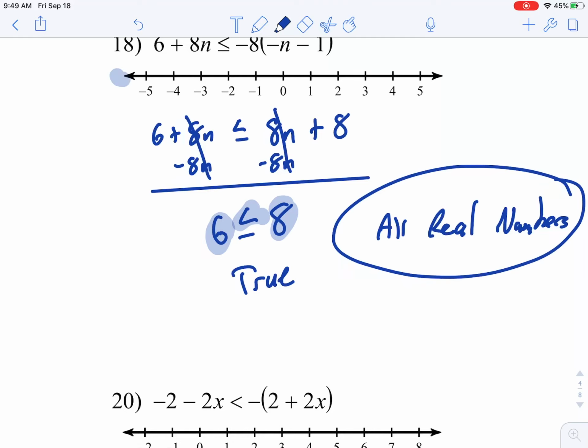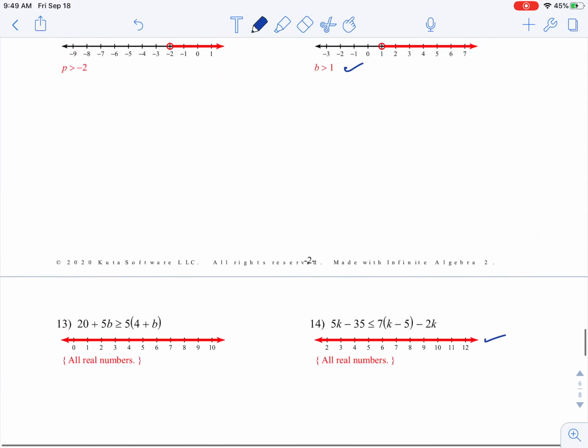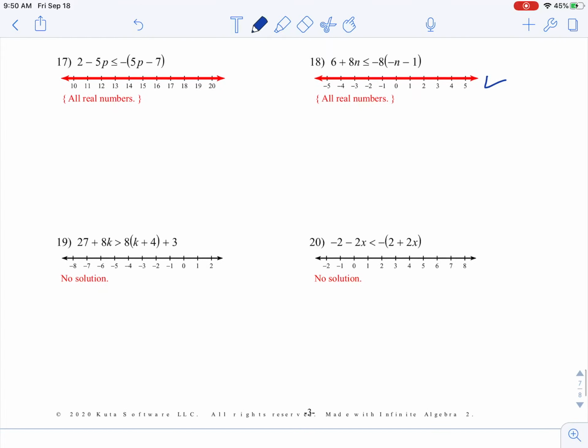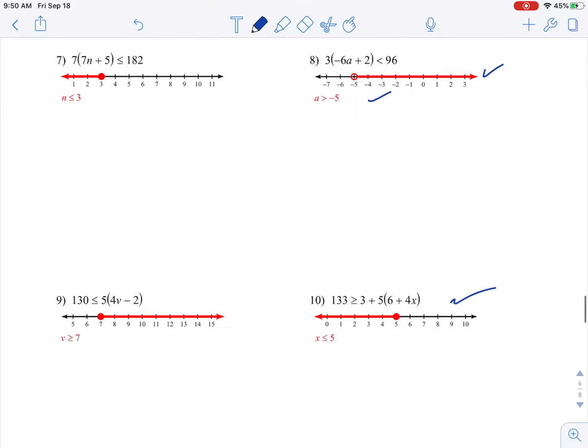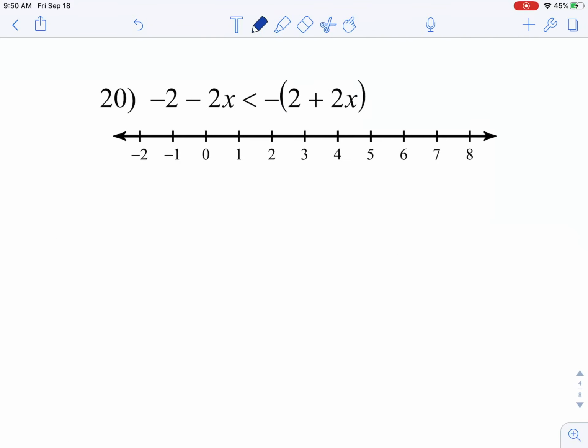Shade the whole thing. And that should be it. Let's scroll down and check number 18. There it is. And for kicks, number 20, gonna be a no solution. Let's just make sure we know how to do it.